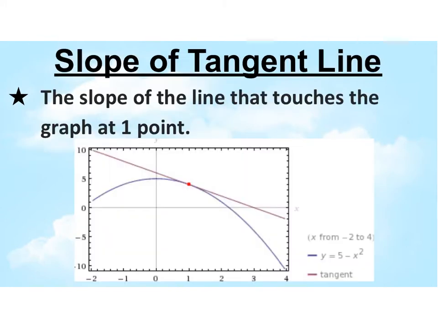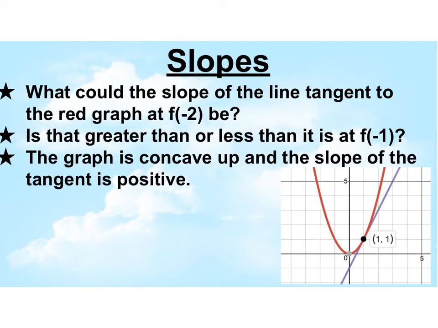explains limits. So in geometry, you learned about a tangent, and you learned that we have a circle and we have a tangent line, and a tangent touches it at one place. Well, imagine we have a parabola and then we draw a line that touches it at one place. That would be the tangent line, the slope of a line that touches the graph at one point. So if we have the red parabola and the purple line, what could the slope of the line tangent to the red graph be at f of 2, negative 2?